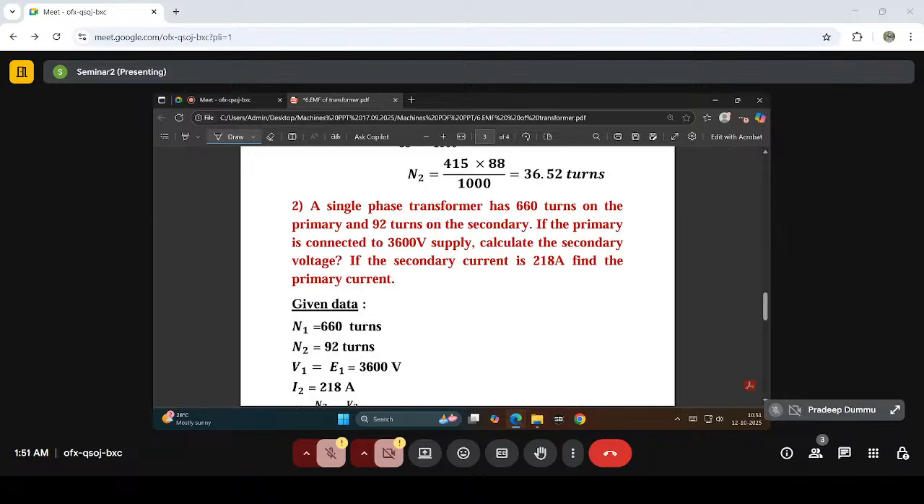Which formula will you apply? Easiest formula: N2 by N1 is equal to V2 by V1. Apply the formula, get the voltage. How much voltage has been generated?